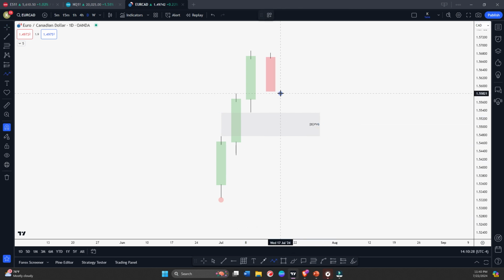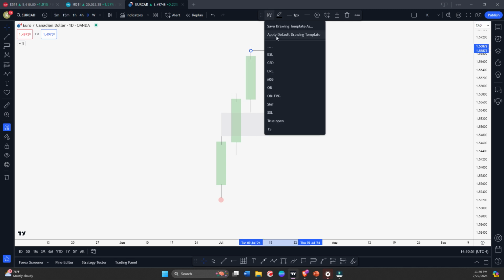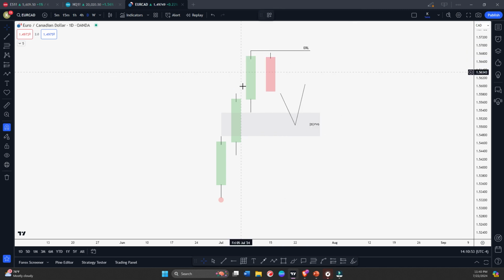So I know if market trades to this daily fair value gap, once market taps it, I can look for price to trade higher. So what can I target if I'm looking for this bullish move from this fair value gap? Here you can see we have this swing high. We already discussed swing high. So this is going to be our external range liquidity target.